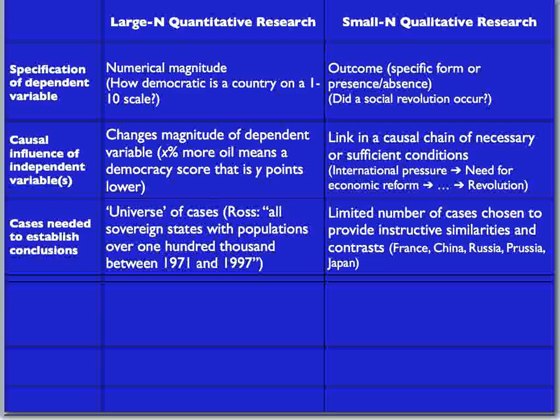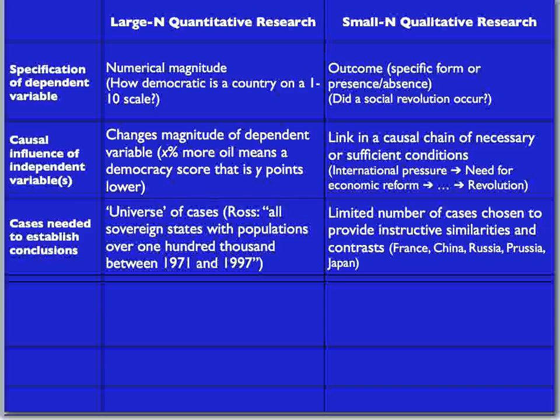In small-N research, you can have an outcome which can be described in substantive terms, a specific form, for instance, of the entry of the working class into politics, or it could be the presence or absence of a revolution. At any rate, the outcome doesn't need to be specified in numerical terms.